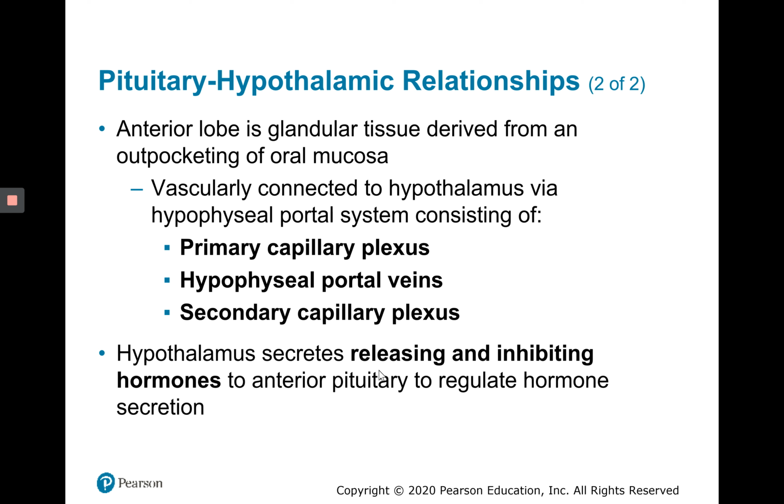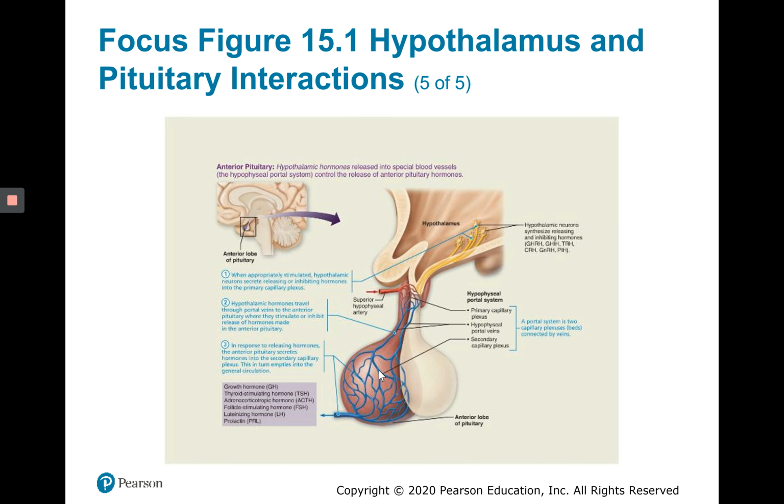Those hormones from hypothalamic neurons are going to enter the primary capillary plexus and then travel to the anterior pituitary via the hypophyseal portal veins, where they will then cause the release of hormones from the anterior pituitary, and those anterior pituitary hormones will enter the secondary capillary plexus and then eventually systemic circulation.